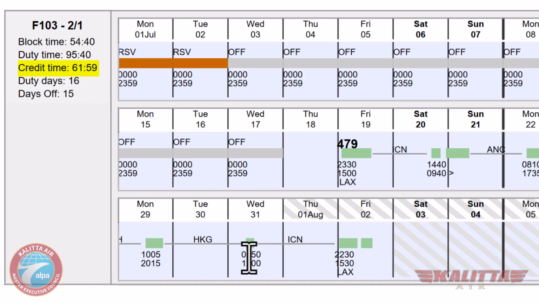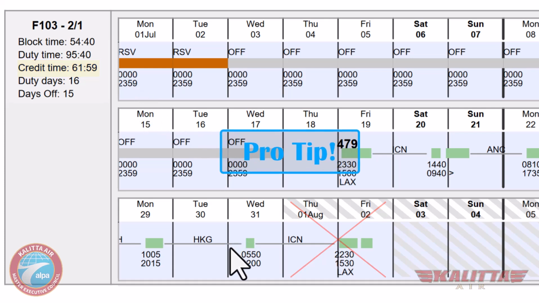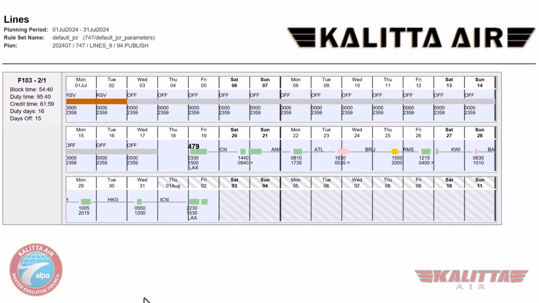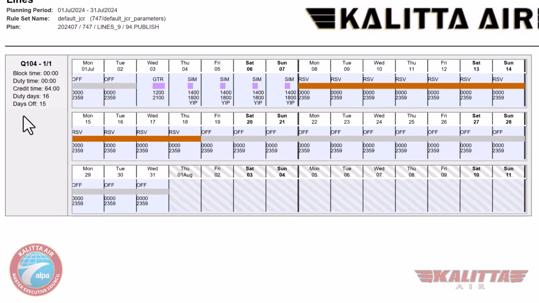Good thing to note is that your credit of 61 hours and 59 minutes is only for the bid month. It's not for the flight time that is in the carry-in days. So some people do get confused on that. The block time is the same way. So it's only for that bid month. So for July, it'd be anything from July 1st to July 31st. Okay. We also have an example of a CQ line.